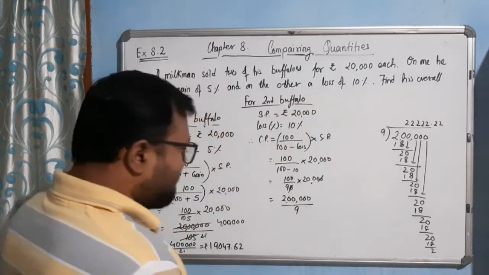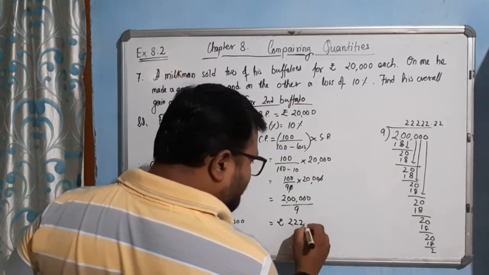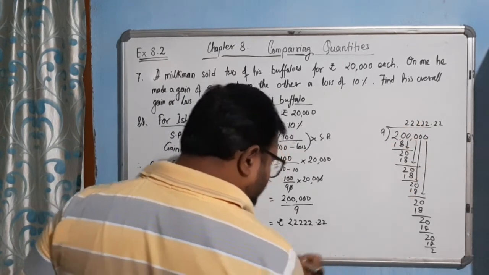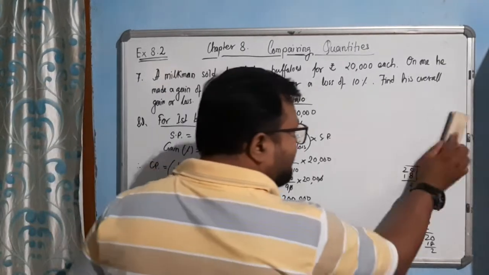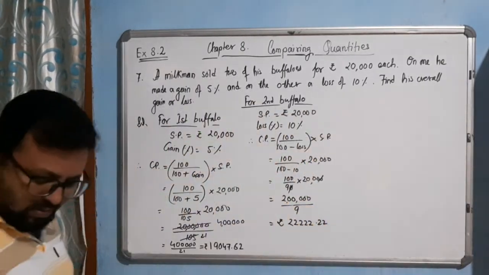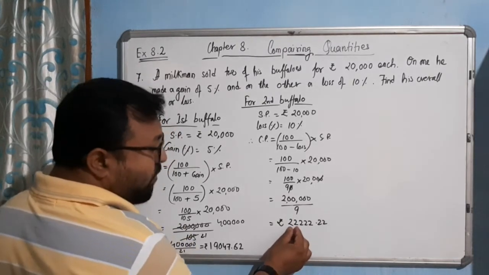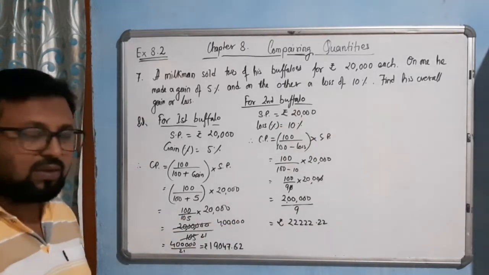So the price is 22,222.22. In this case, see, in the second buffalo, he bought the buffalo at rupees 22,000 something and he sold it at 20,000. Definitely there will be a loss.